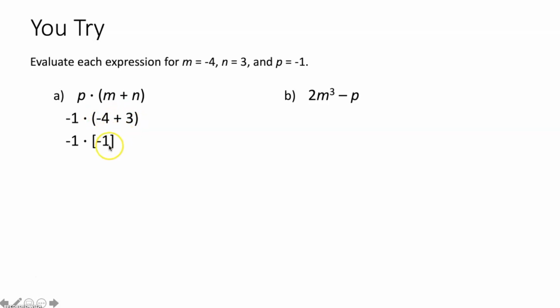Now all we have to do is just multiply these two numbers together. And since these two numbers have the same sign, we know our answer is going to be positive. Our product is going to be positive. So negative 1 times negative 1 is going to give you positive 1.